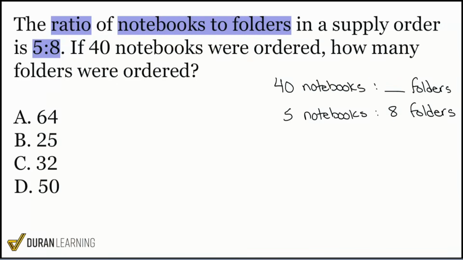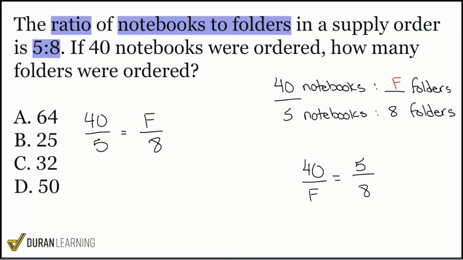So what this means for us, everybody, is that now that I have this compared the right way, I can simply do this. Let me just put an F for folders, and I can go ahead and say 40 over 5 equals F over 8. Because again, I'm doing the same comparison in the same way. Notebooks to folders, notebooks to folders. Boom. Another way that you could write it down and still be correct would be 40 over F equals 5 over 8. Both of these can be solved and still get the same correct answer.